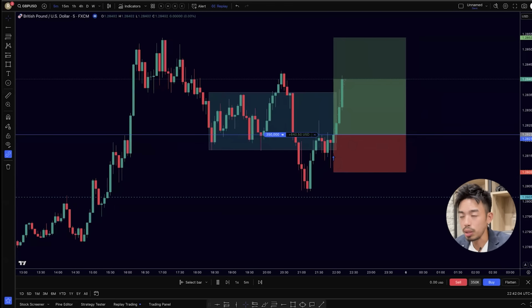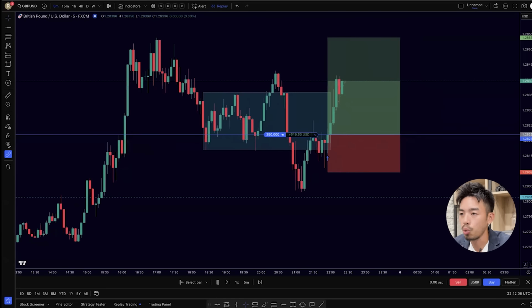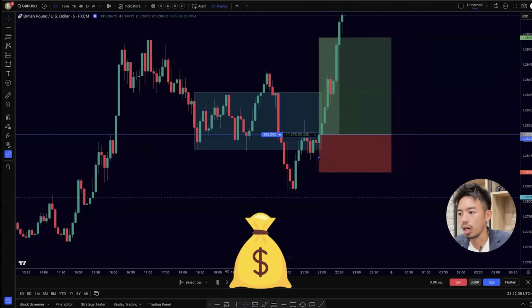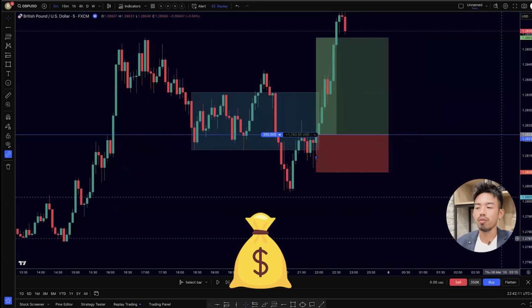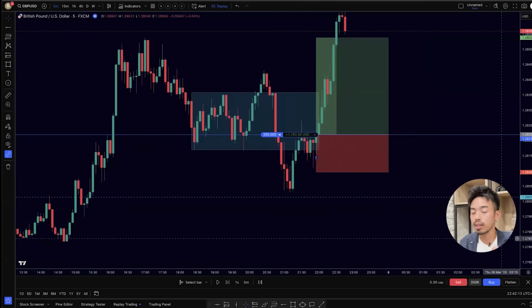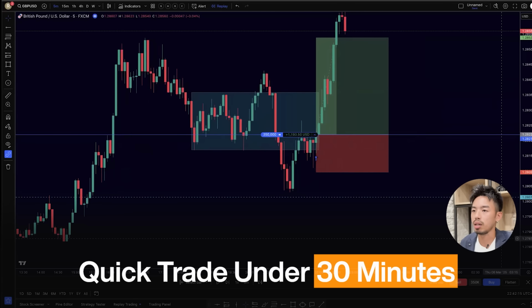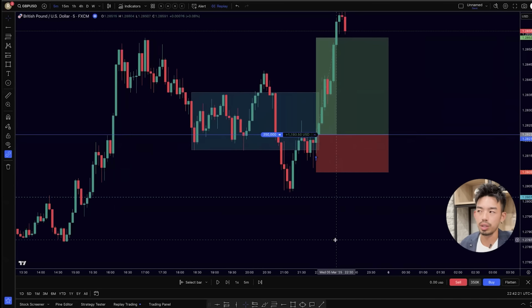Okay, we do get an immediate launch. We have a little bit of a pullback, and we reach target. Okay, so this is a very quick trade that you can take intraday, which doesn't take more than, we have 10 p.m. here, and this is 10:30. Doesn't take more than 30 minutes.